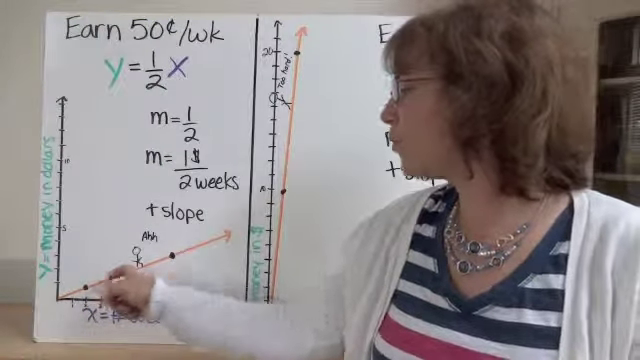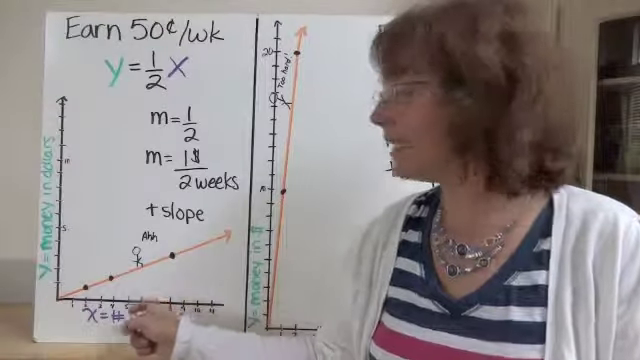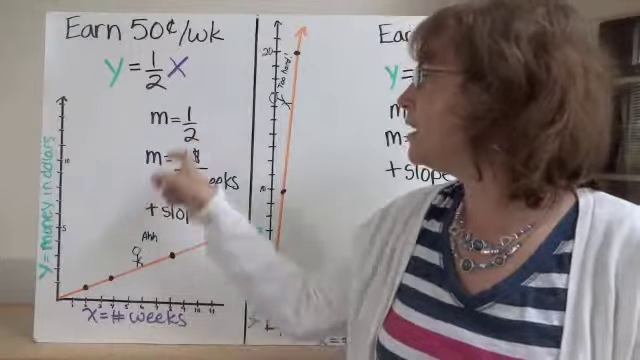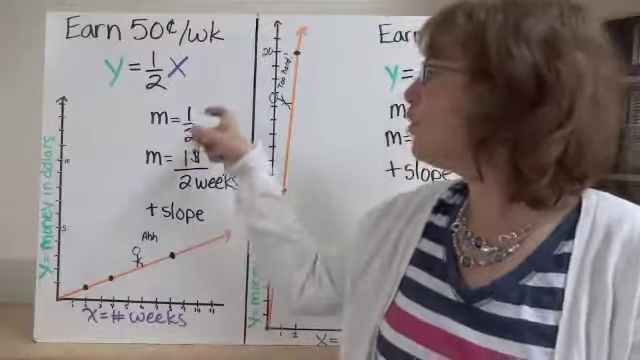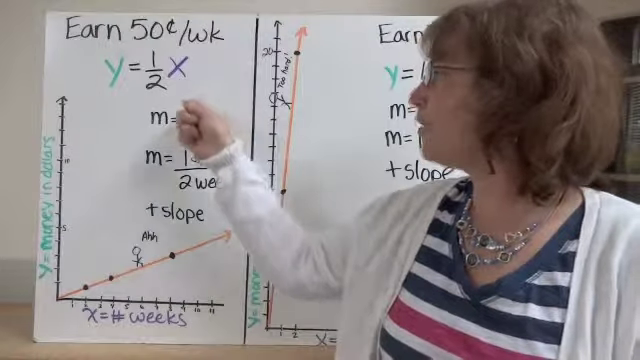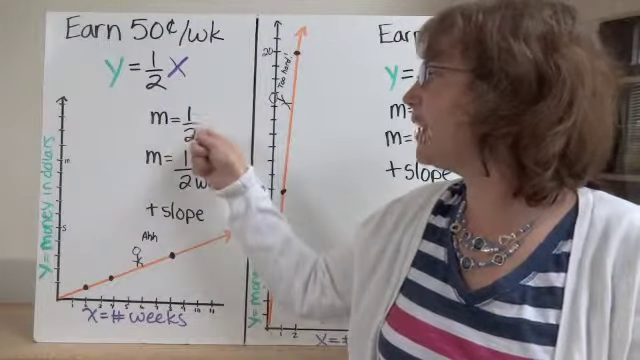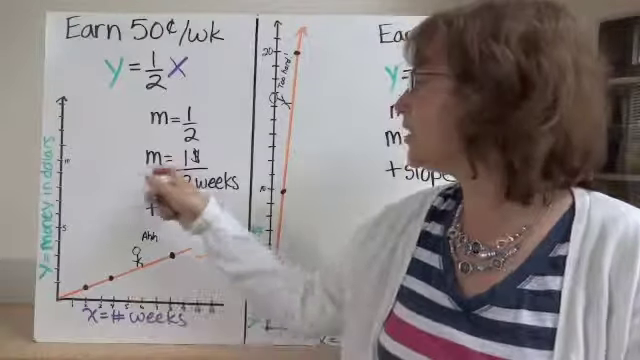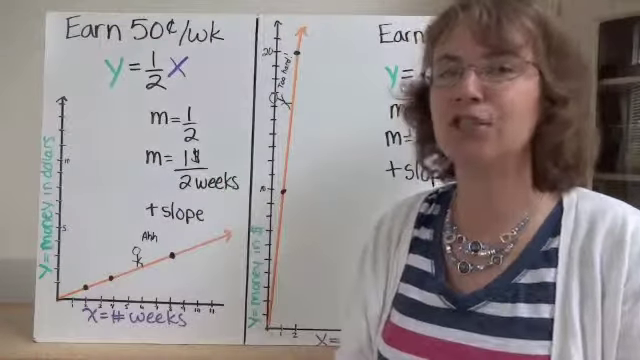And so I can still walk uphill. My slope is still positive. As I go from left to right, I am going uphill. So my slope is 1/2. For every $1 I make, I work 2 weeks. So $1 every 2 weeks is my slope with a rate. That M represents our slope.